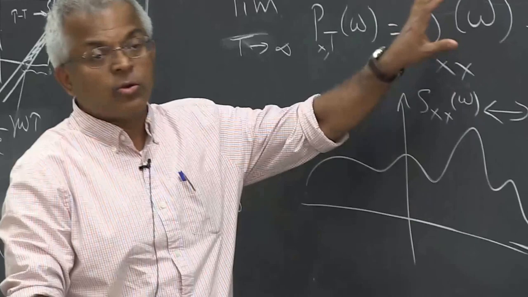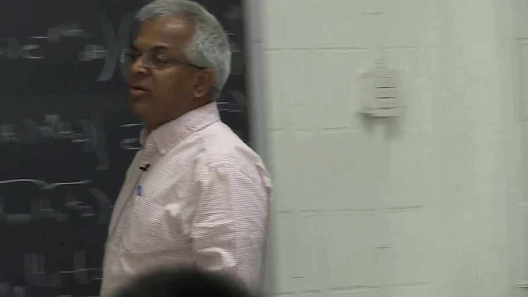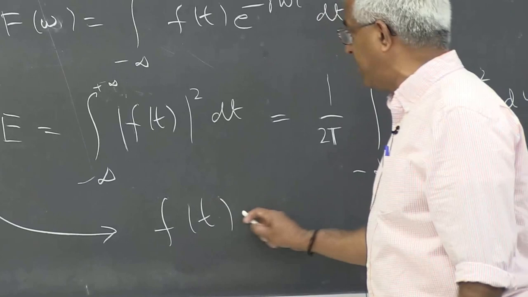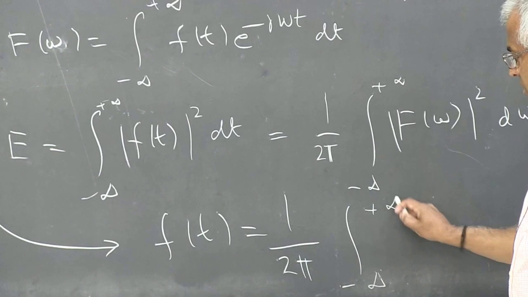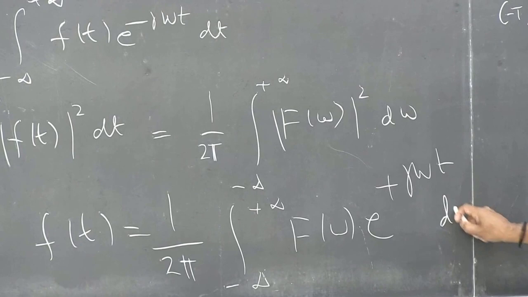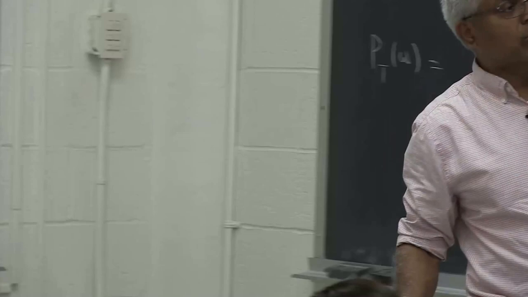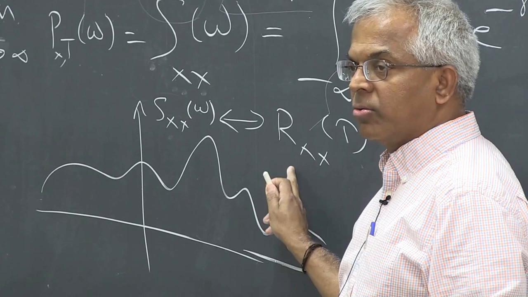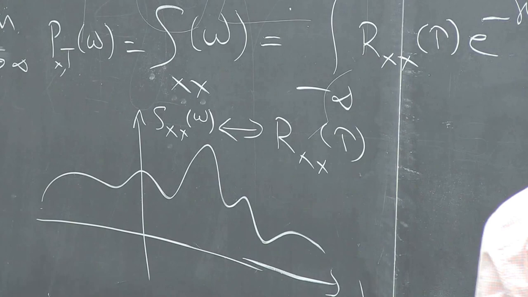Now this of course makes sense. Let me also tell you why this makes sense. Maybe you remember the inverse Fourier transform relation. If you have the Fourier transform, you can also extract f(t) from the inverse relation: the integral of F of omega e raised to plus j omega t d omega. So if you are given the spectrum, how will you find the autocorrelation function? Anybody? The spectrum is the Fourier transform of the autocorrelation, so the autocorrelation is the inverse. So the autocorrelation function is the inverse of the power spectrum.